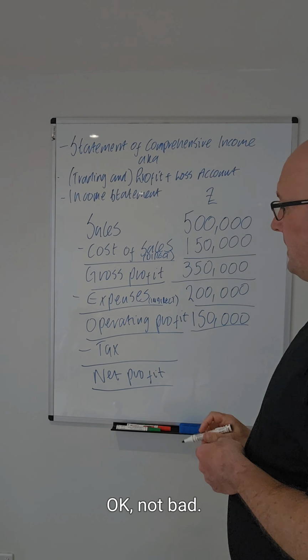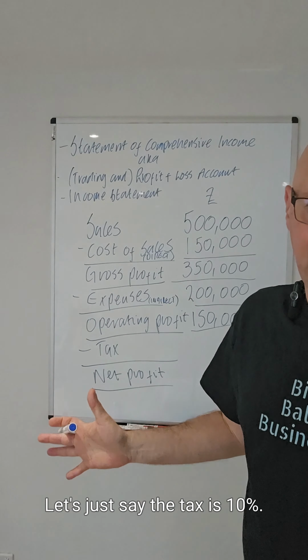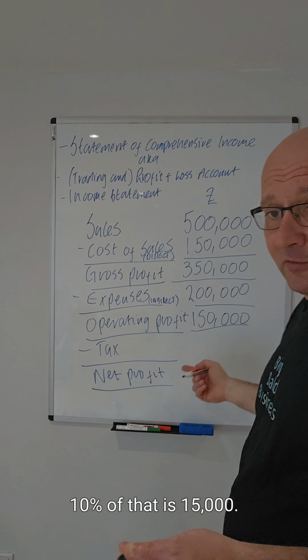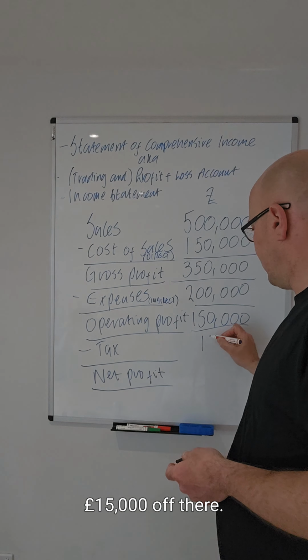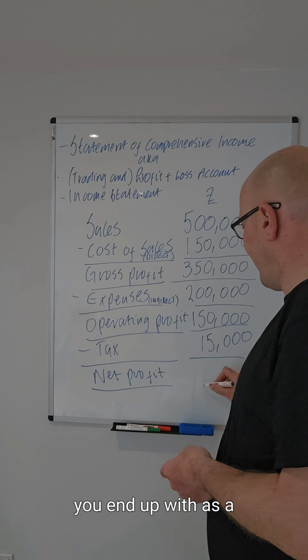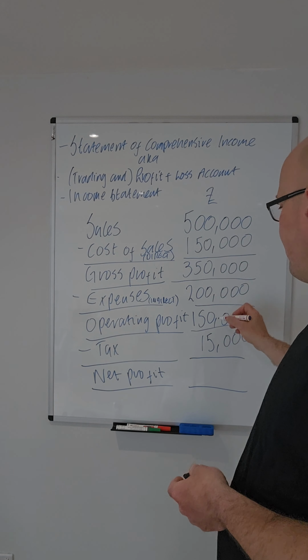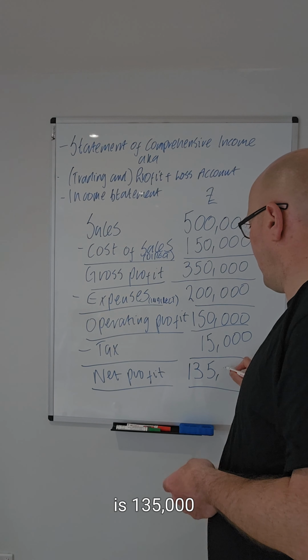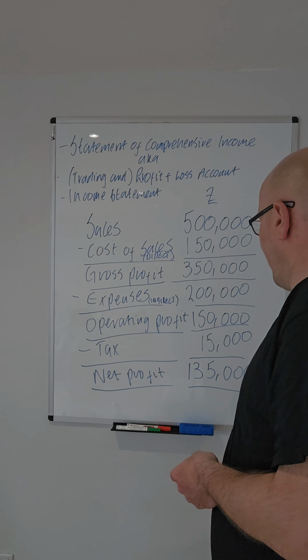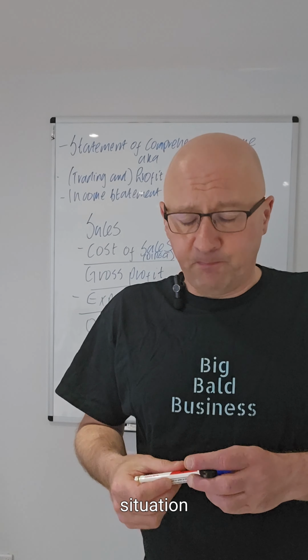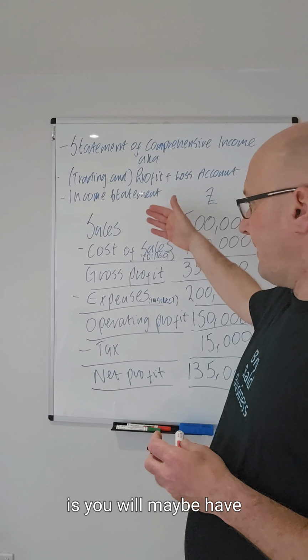Therefore, our operating profit is that minus that, so that's £150,000. Okay, not bad. Let's just say the tax is 10%, you know, whatever it is. 10% of that is 15,000. So we're going to take £15,000 off there. Okay, so our net profit, what you end up with as a business at the end of the year, is £135,000.